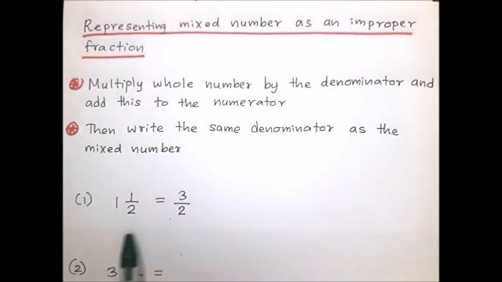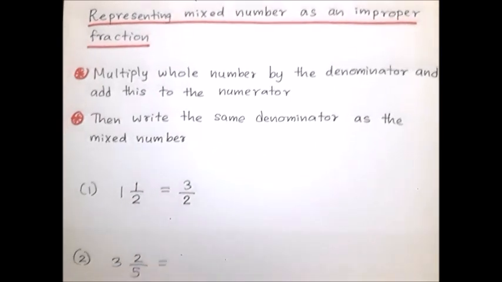Again I am going to tell the method. First multiply denominator and whole number. 2 multiplied by 1, 2. Then add 1 to it. 2 plus 1, 3. Then write same denominator here and here.